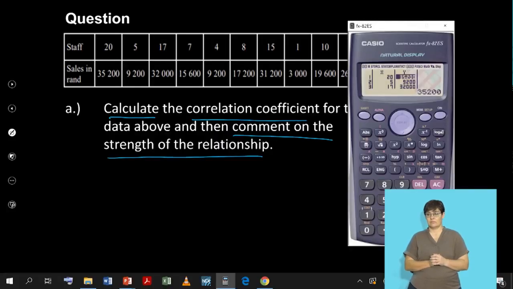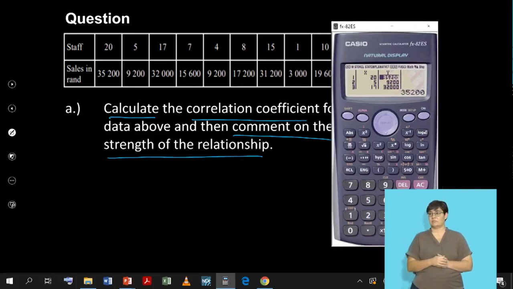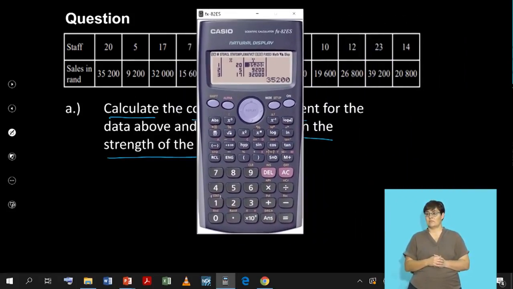So there we have a calculator there. I already have my data. You can see my data there. I've put the data: 20 staff members, we have 35,200, and 5 staff members, 9,200. Okay, how do we put in our data?